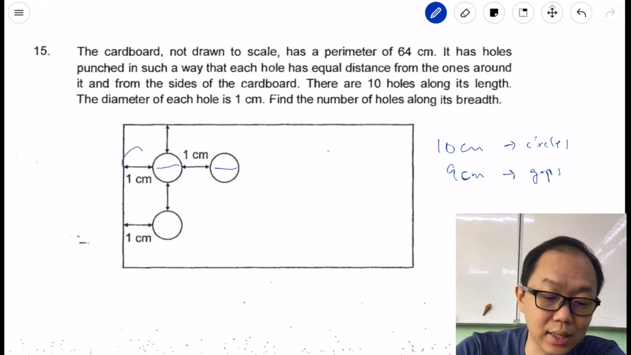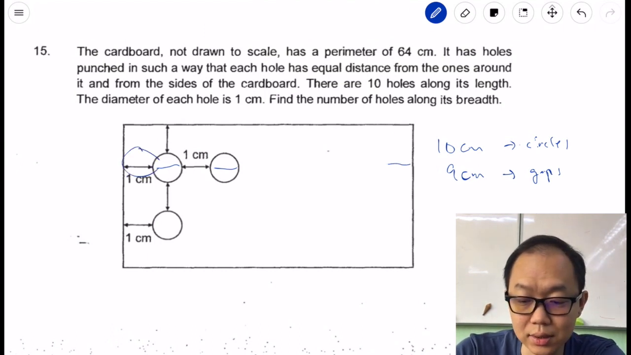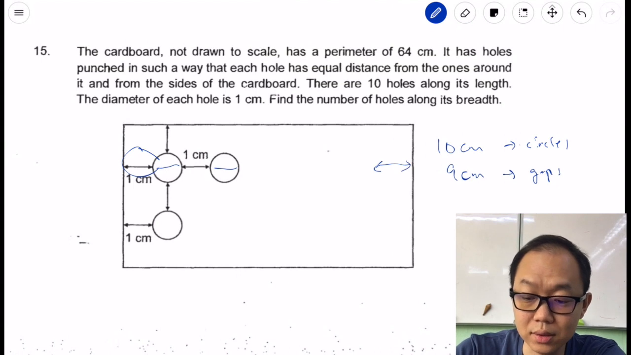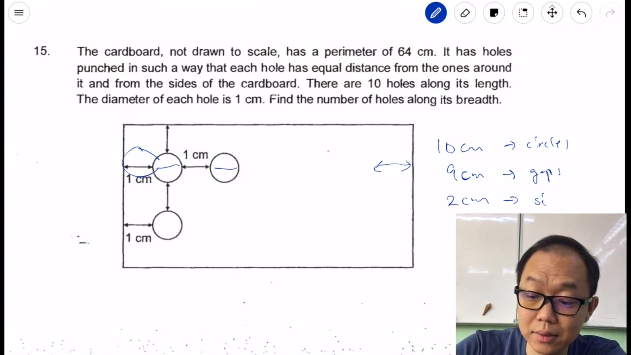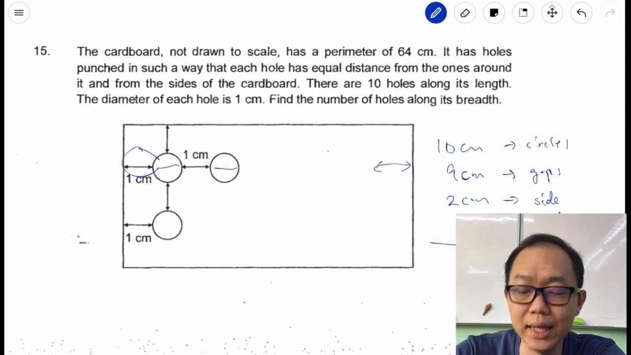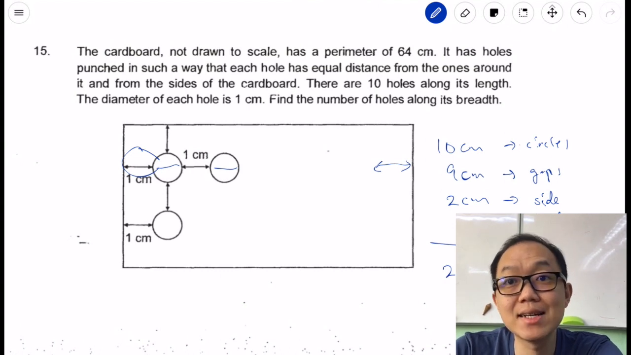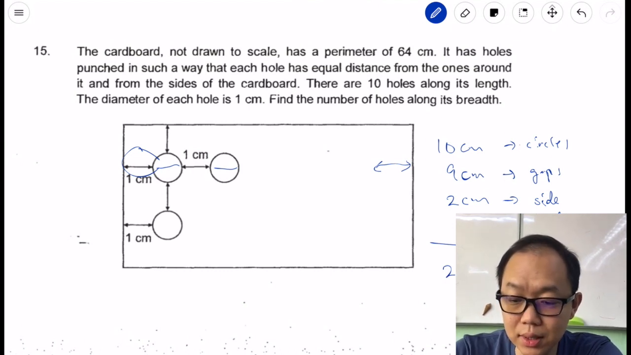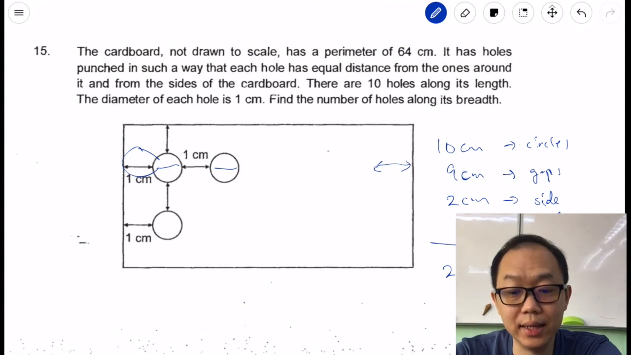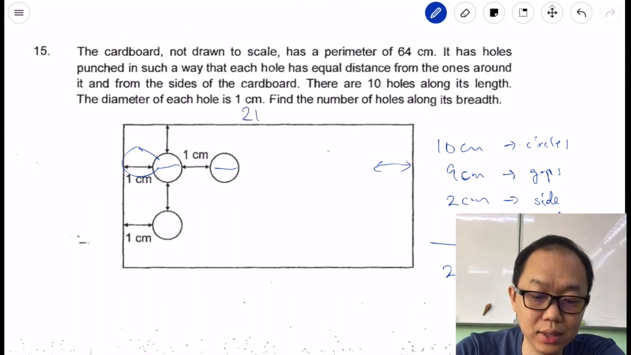And then there's the side. This side there's 1, and this side also 1, so you've got to take 2 cm. That is the side border. So what's the total length? 21 cm. So that is the length, 21 centimeters.